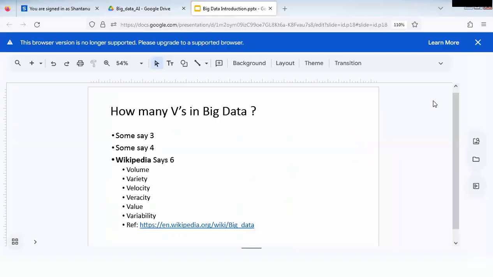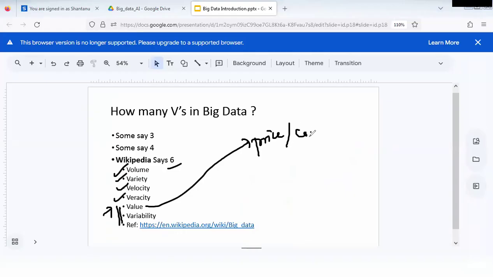Then how many V's of big data? Some say 3, some say 4. And what does Wikipedia say? Wikipedia, which is considered as a standard thing, says there are 6 V's. क्या क्या V's हैं? Volume, variety, velocity, veracity, value, and variability. What is value? Value means the price or cost of the data, or cost of the information, or gain from the information.